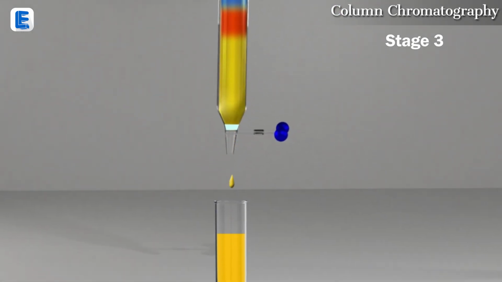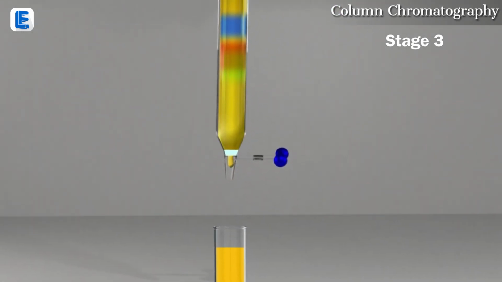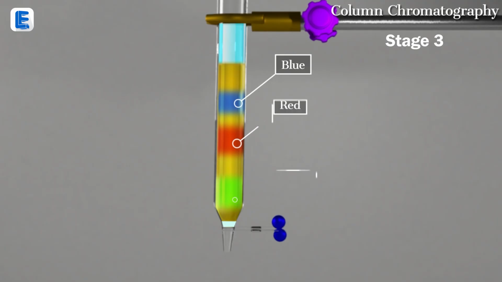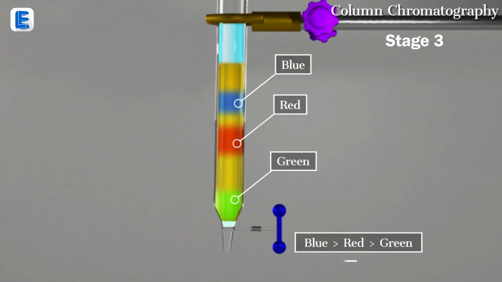Stage 3: when the tap is opened, the compounds in the mixture move along with the eluent, depending on molecular polarity. Non-polar components move faster than polar components. Suppose there are three compounds: blue, red, and green. According to polarity order, blue is greater than red, which is greater than green. That means blue is the most non-polar compound and has less tendency to move with the mobile phase.